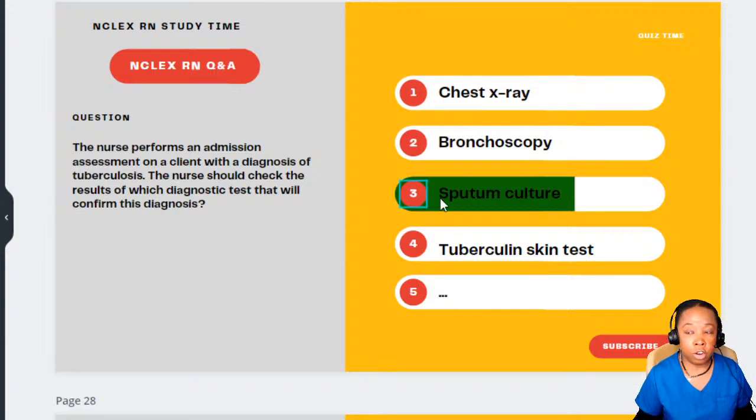Not only will they do the sputum culture early in the morning, you also have a certain number of cultures to do in order to find the sign of TB. It has to be positive in order for the patient to have TB. Let's move on to the next question.